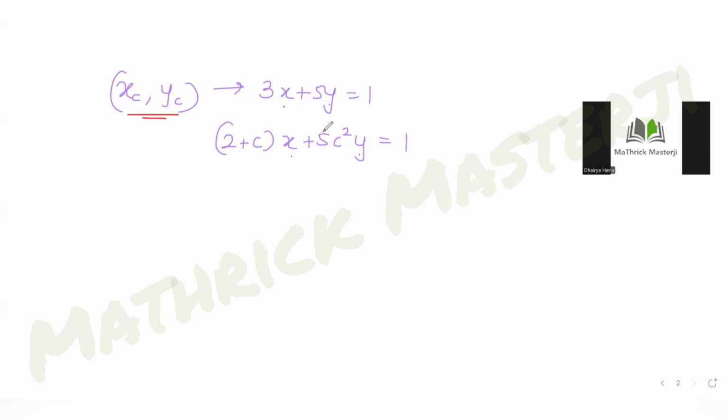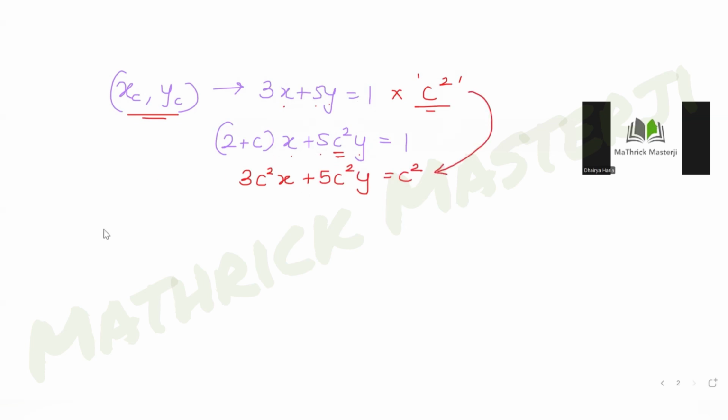To solve this, first of all, I'll try to make the coefficient of either x or y the same. I can see both of them have 5 for y, but here c² is also present, which is not present in the other. So this entire equation I'll multiply with c² first. What happens is you get 3c²x + 5c²y = c².